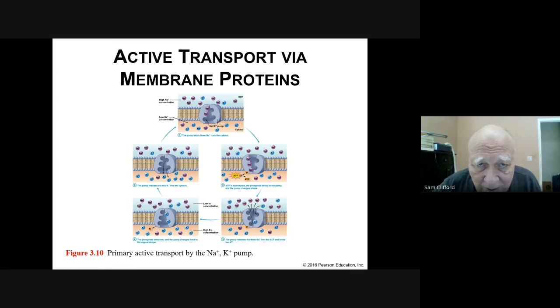So let's do that again. There's a high concentration of sodium outside the cell. There's a high concentration of potassium in the cell. What the pump does, it pumps sodium out against a high concentration and potassium in against a high concentration. That's why it takes energy, because you have to pump against high concentrations, from low to high.